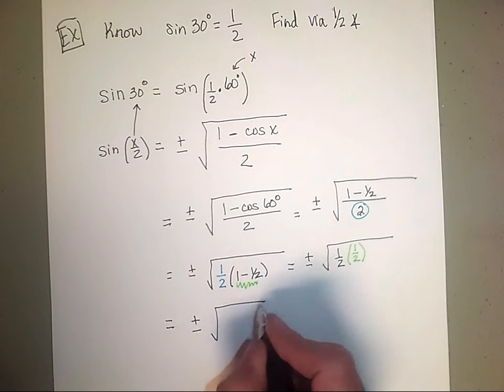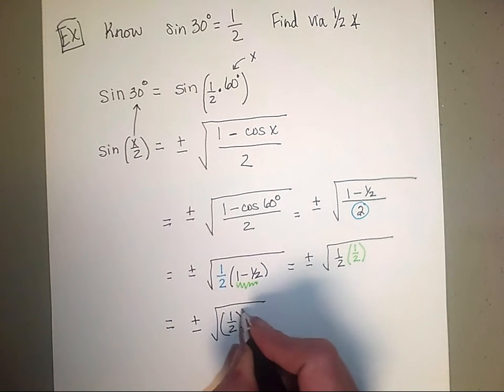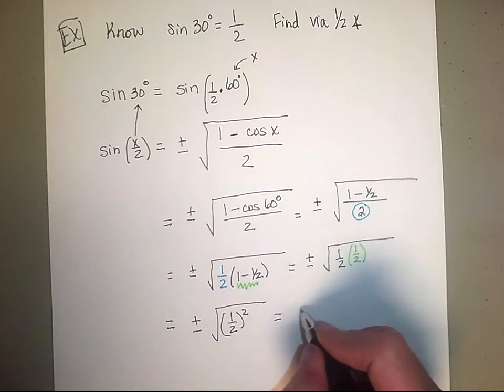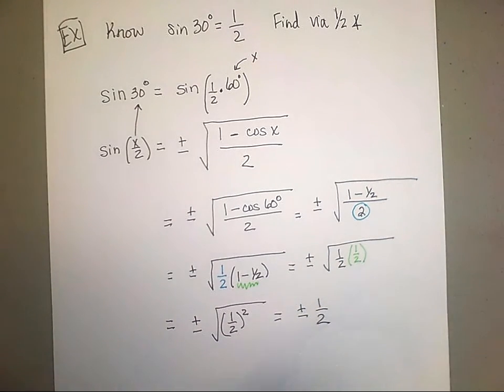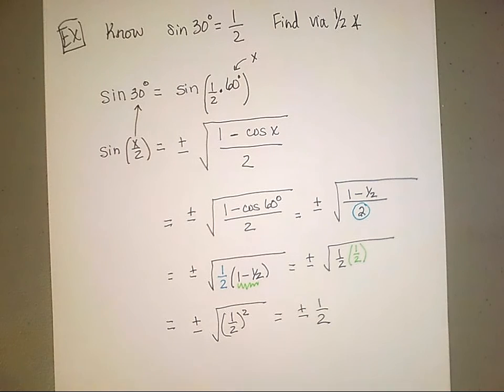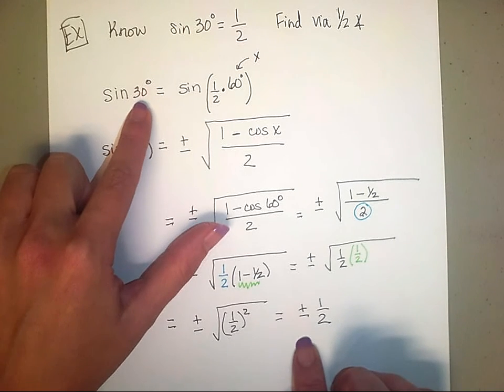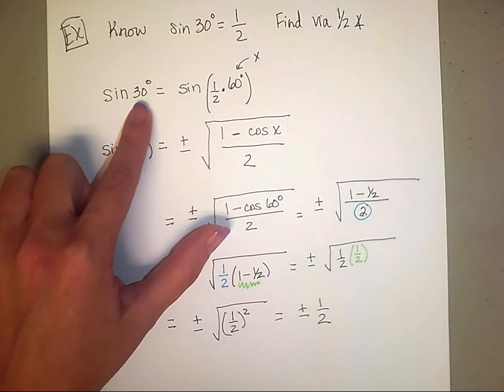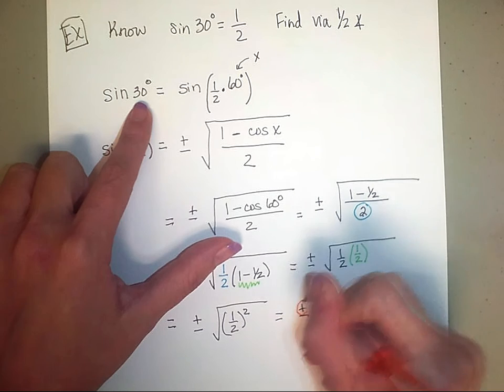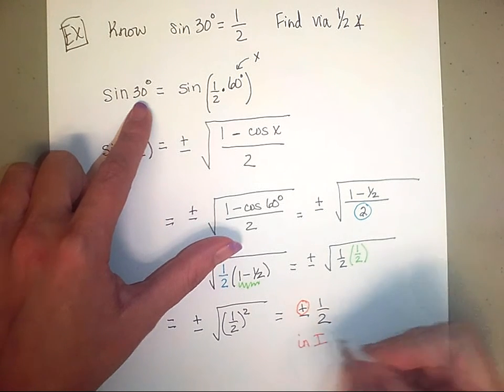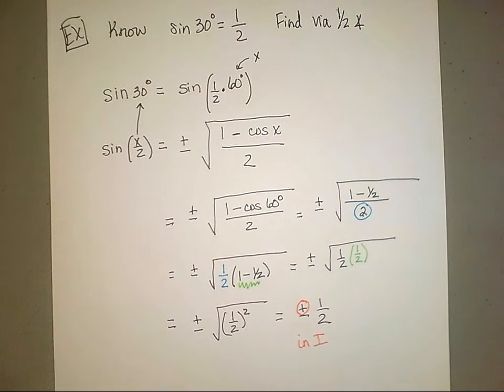Well, that's just plus or minus the square root of 1/2 squared. And the squaring and the square root will undo each other, so we have plus or minus 1/2. Okay. Then we have to determine if it is the plus or the minus. And we know 30 degrees falls in the first quadrant, and everything is positive in the first quadrant. So you'll pick the positive branch. Okay, so that's how you do it with degrees.